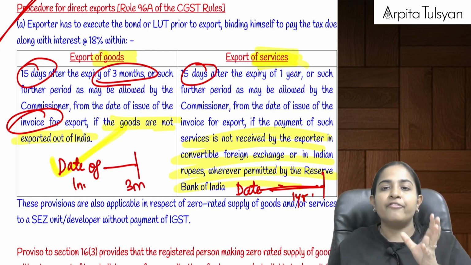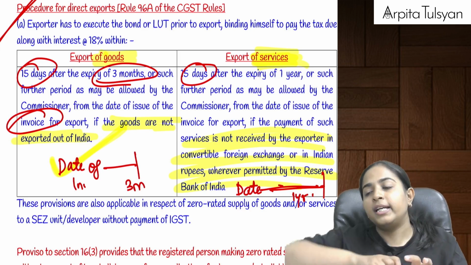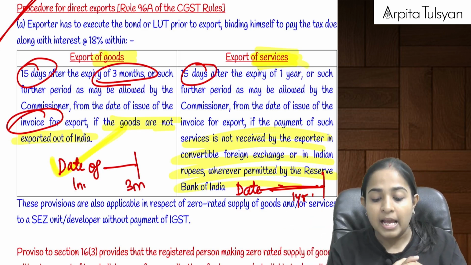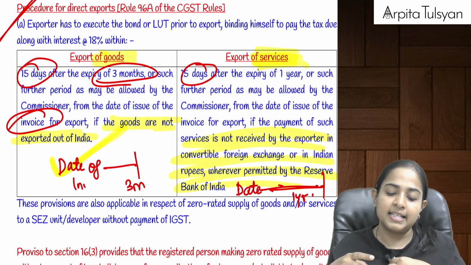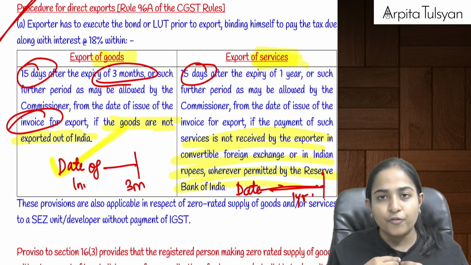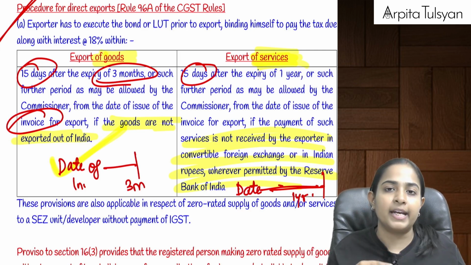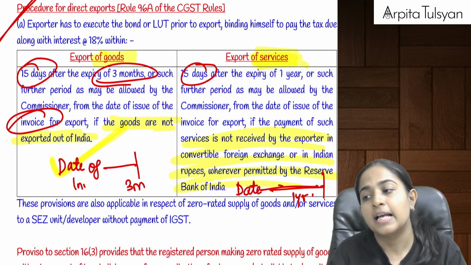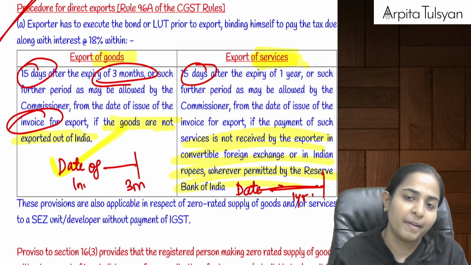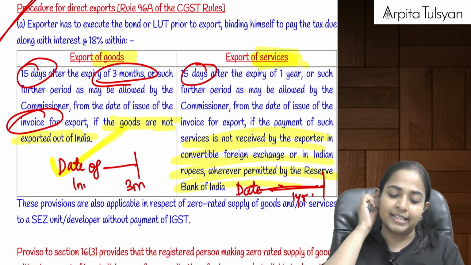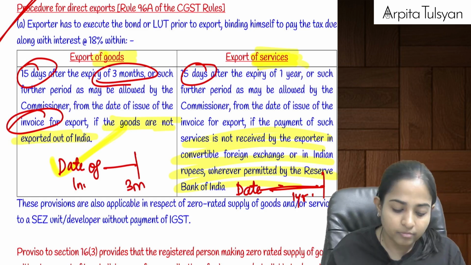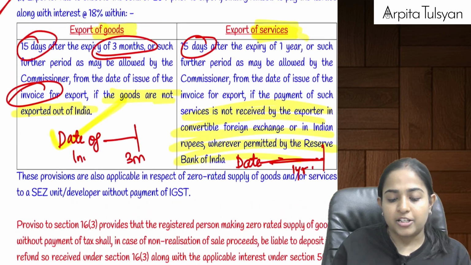in case we are not exporting the goods, or in case of services, if we are not able to receive the money within the permitted time period, then in such a case, within 3 months from the date of issue of invoice in case of goods, or within 1 year from the date of issue of invoice in case of services, if we are not able to do it, then within 15 days we will pay you the tax along with interest at the rate of 18%. Are you clear with this? Yes. Okay. Acha, now this is one thing.